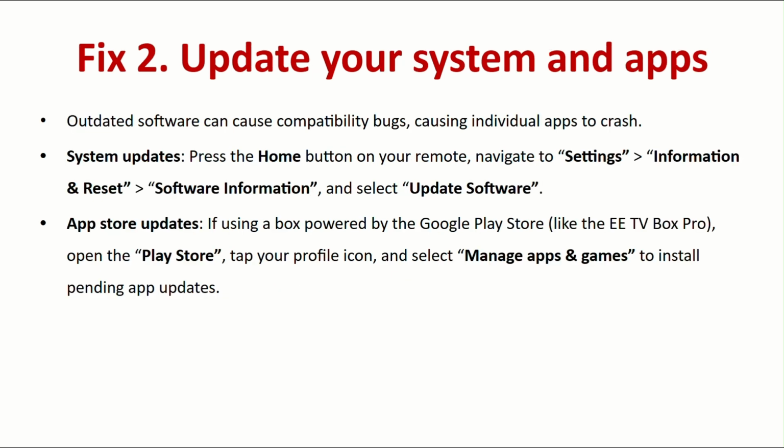Fix 2. Update your system and apps. System updates. Press the home button on your remote, navigate to settings, then go to information and reset. Then go to software information and select update software. App store updates. If using a box powered by Google Play Store like the EE TV Box Pro, open the Play Store, tap your profile icon, and select Manage apps and games to install pending app updates.